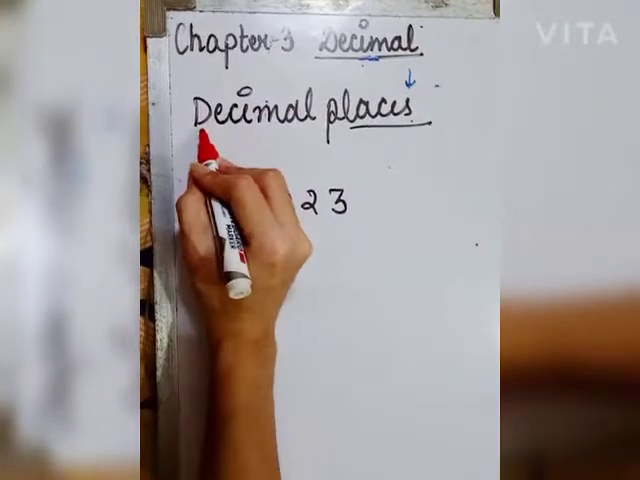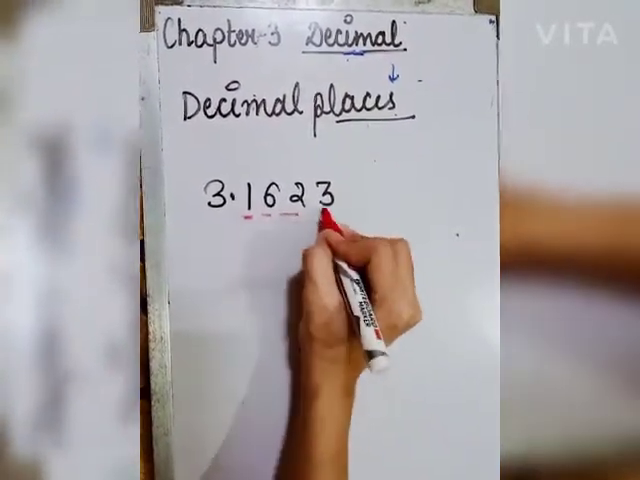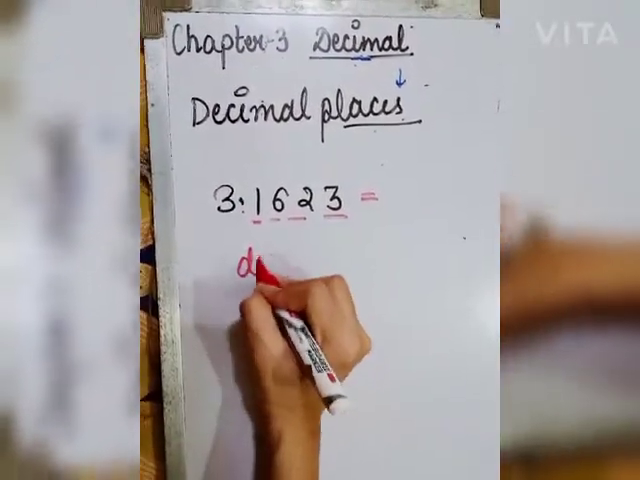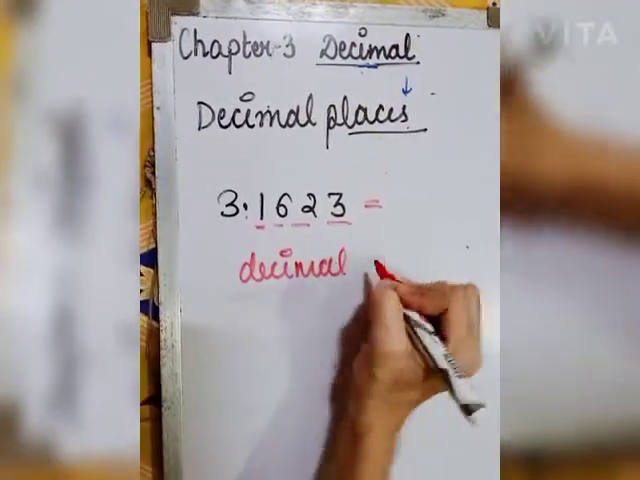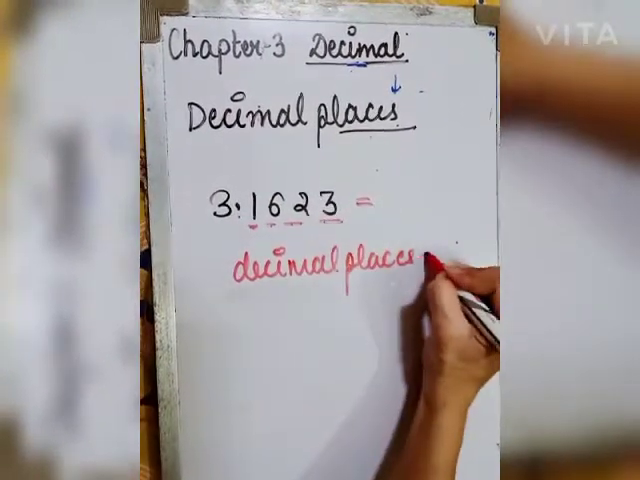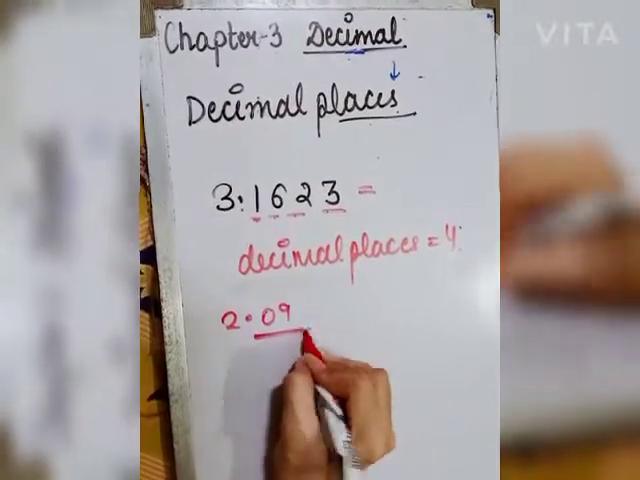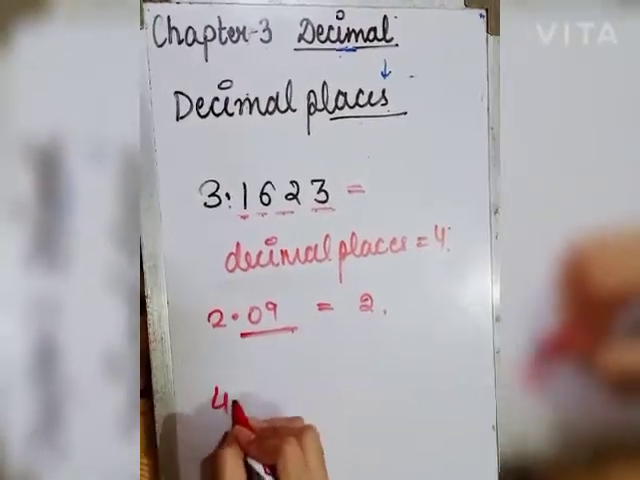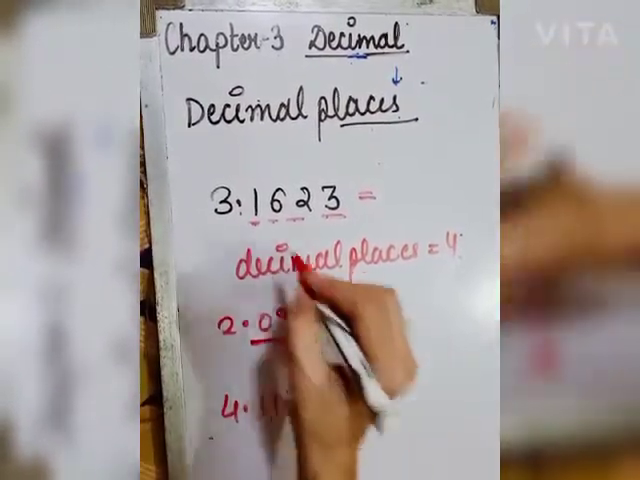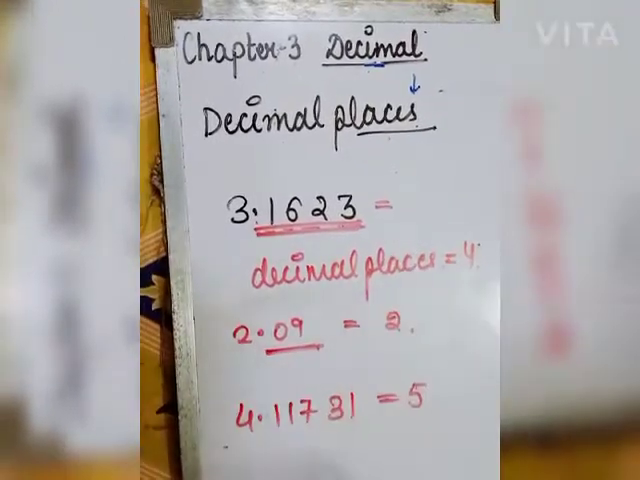Now students, we will see what are the decimal places. Number of digits, number of places after the decimal are known as decimal places. In this number, how many decimal places are there? 1, 2, 3, 4. Here are 4 decimal places. In this number, the decimal places are 2. Here the decimal places are 5. So the number of digits after the decimal are known as decimal places.